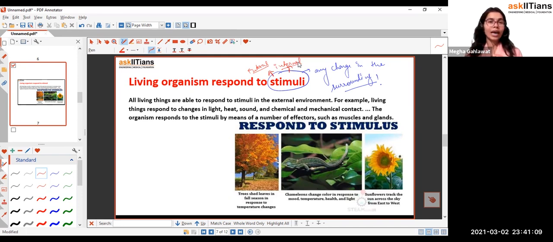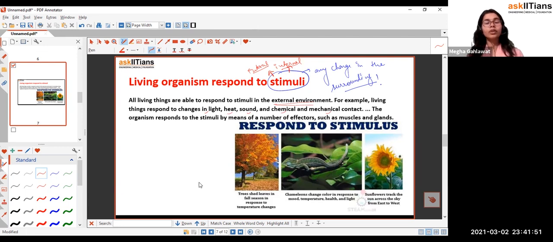So every single living organism has senses. For example, we can see, we can taste, we can touch, we can smell. These senses help us in responding to the changes in the environment, be it external or internal, and those changes are called stimuli or stimulus. Now these could be the external environment that we're talking about right here in this slide. For example, we can respond to light, heat, sound, chemical, mechanical contact, because we have these senses to see, to smell, to taste, to touch.